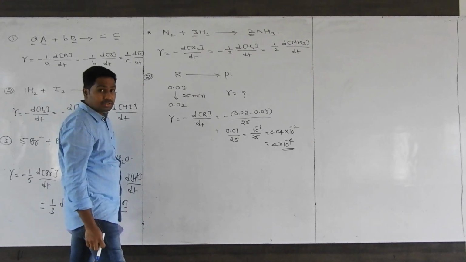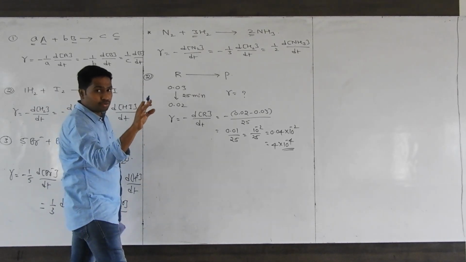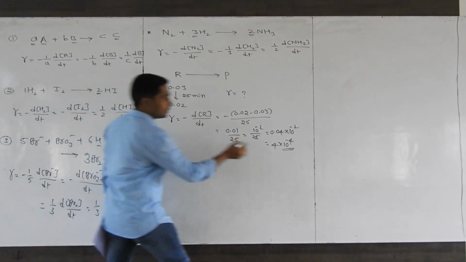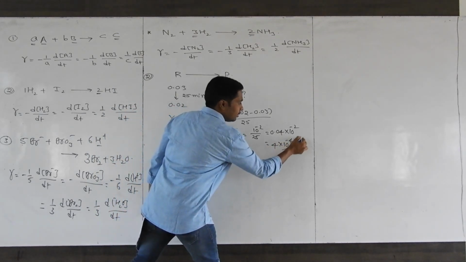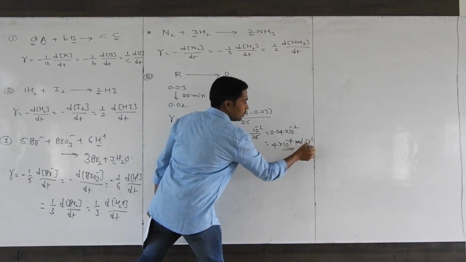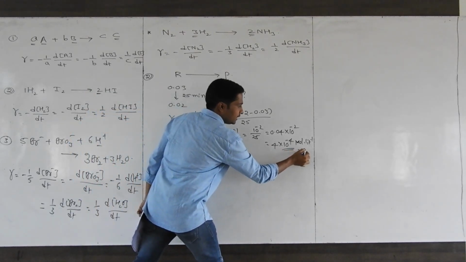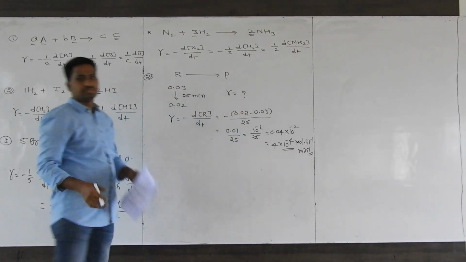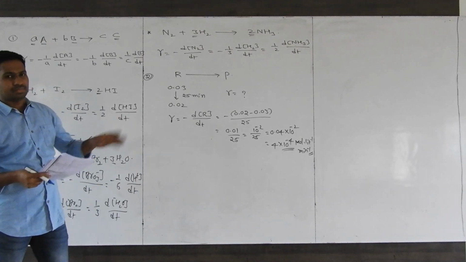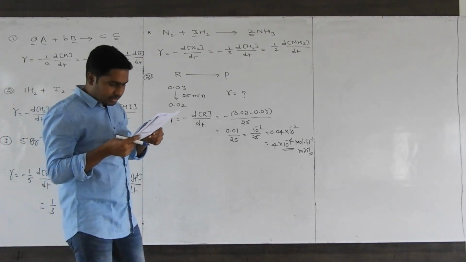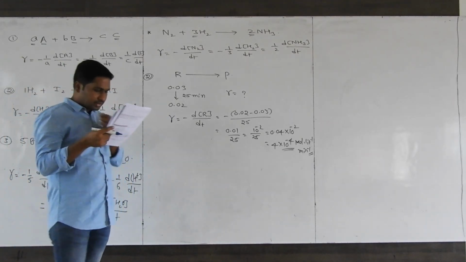What is the speed of the reaction? Moles per liter per time. So moles per liter means mole liter inverse. Whole power time is how much? Minutes. So it is coming in minutes inverse. Very simple thing. Okay, later we will discuss one more thing.